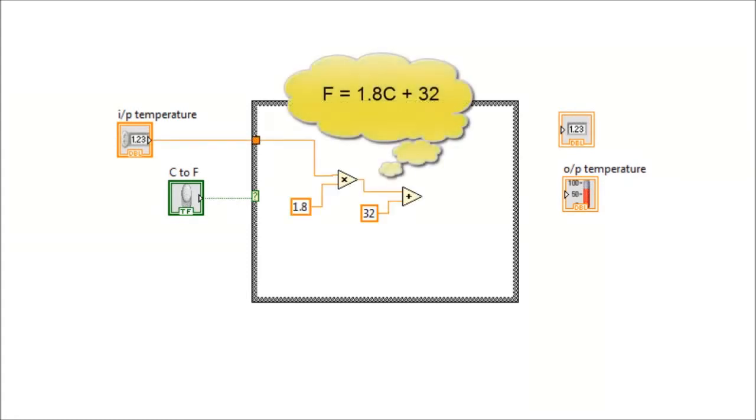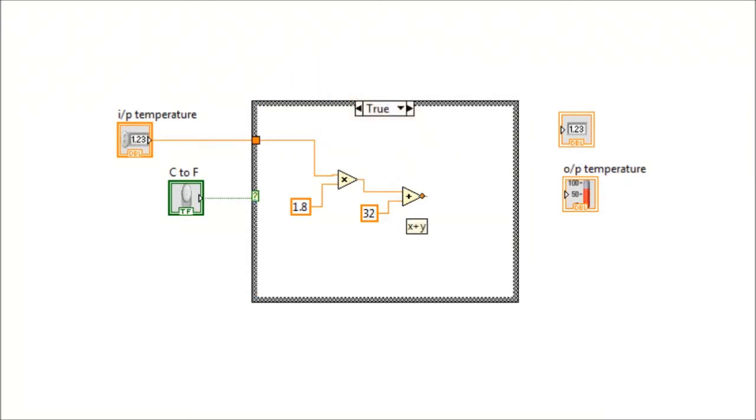Once the conversion code has been constructed, now we need to take the output of this add function and connect it to the output temperature function for the thermometer indicator. Note here the tunnel at the output of the case is not filled, implying that within the false window, if we go to the false window here, still the tunnel has not been connected.